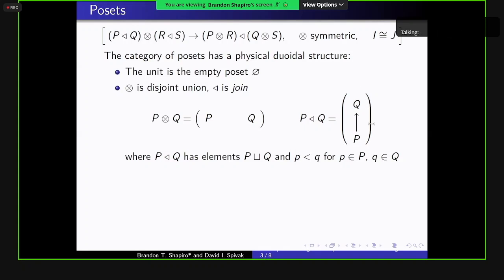And I'm generally going to use these arrow diagrams to talk about posets, where these arrows will sometimes represent more than one arrow, like here.